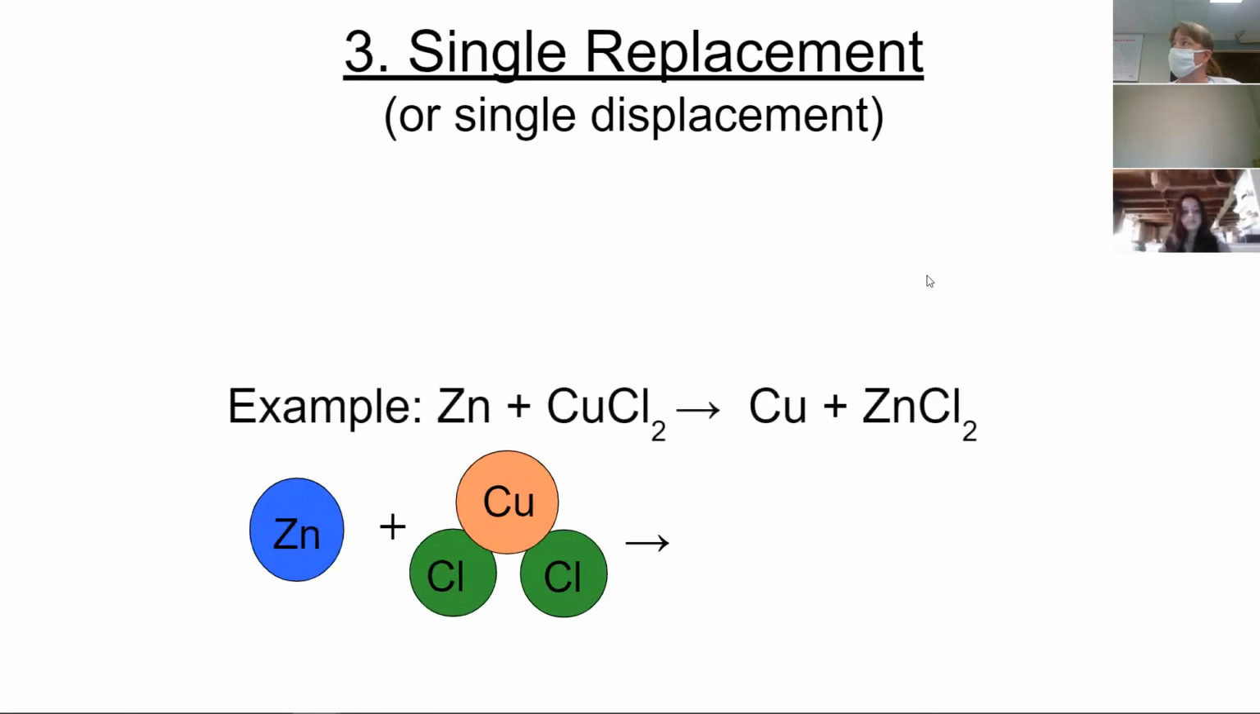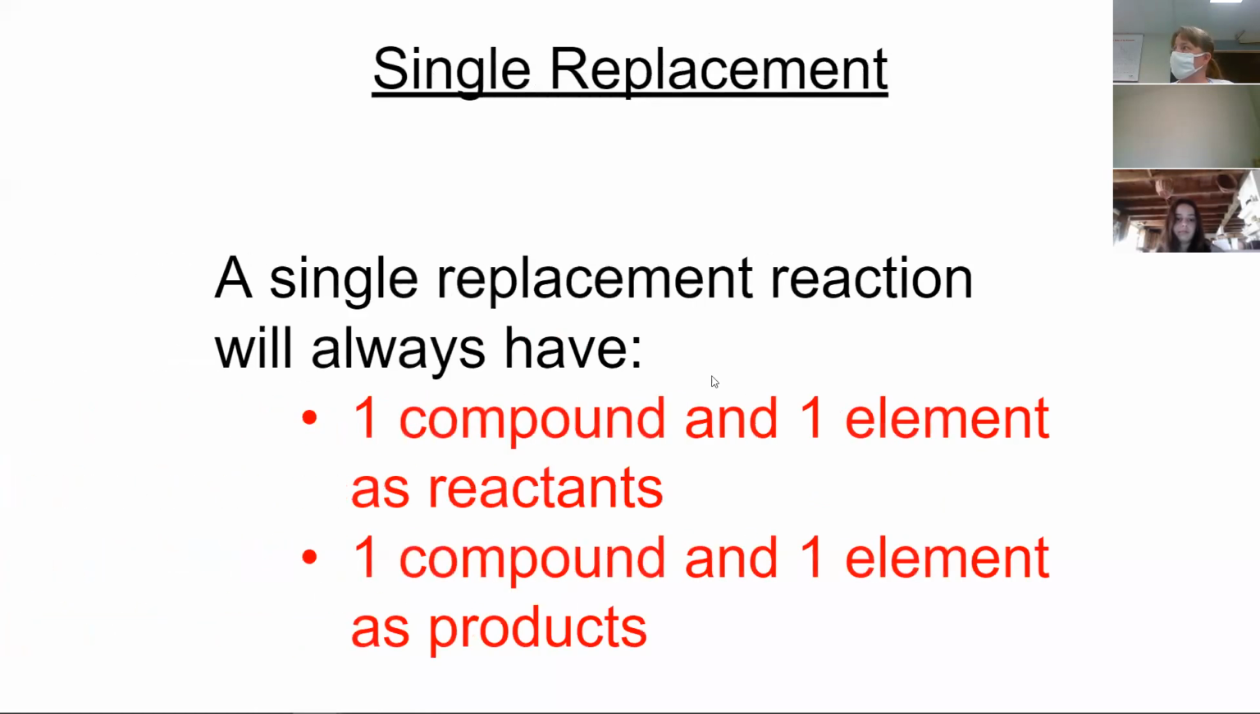Okay, then it got a little trickier when we got to single replacement. You're always going to have an element and a compound on both sides. So it's going to be element plus compound on the reactant side, element plus compound on the product side. They don't necessarily have to be in that order. You could have your compound first and then your element. So this could be CuCl2 plus Zn produces ZnCl2 plus Cu. But note that you will have an element and compound on both sides. So for single replacement, one compound and one element is your reactants, one compound and one element is your products.